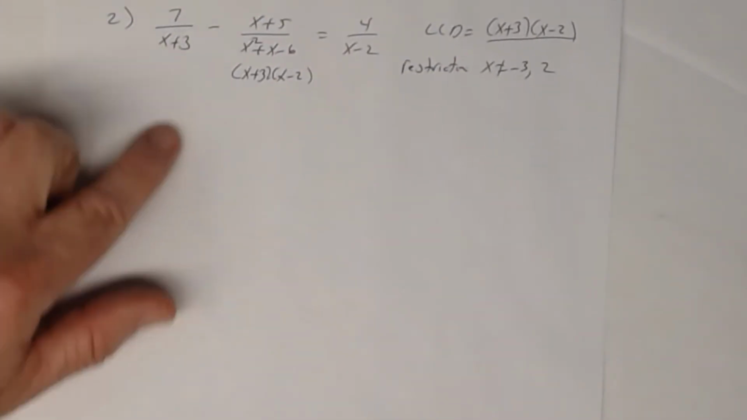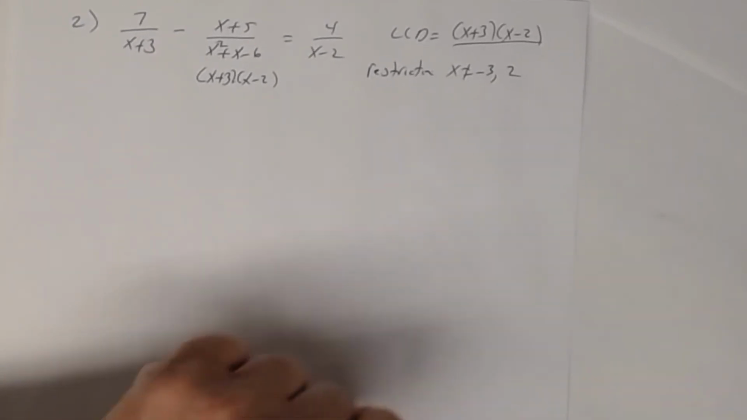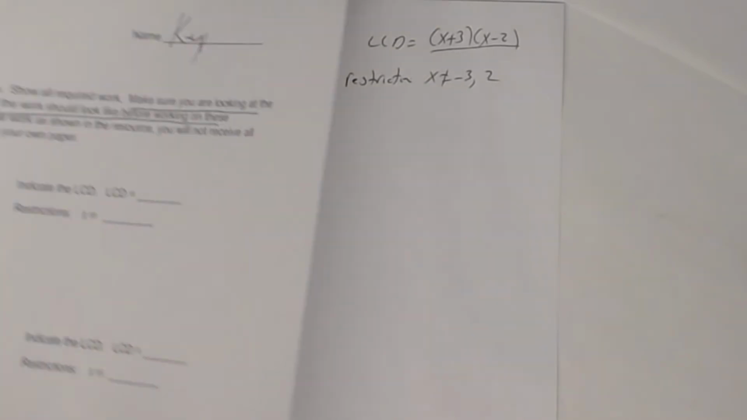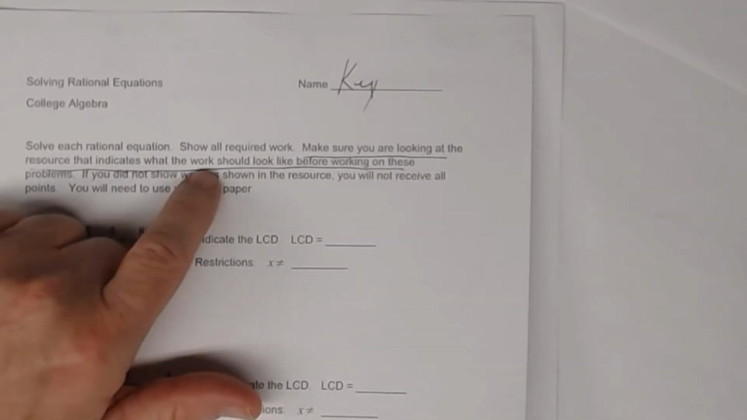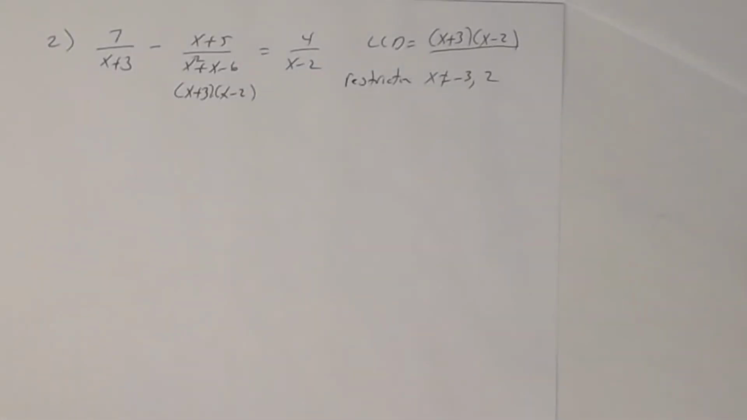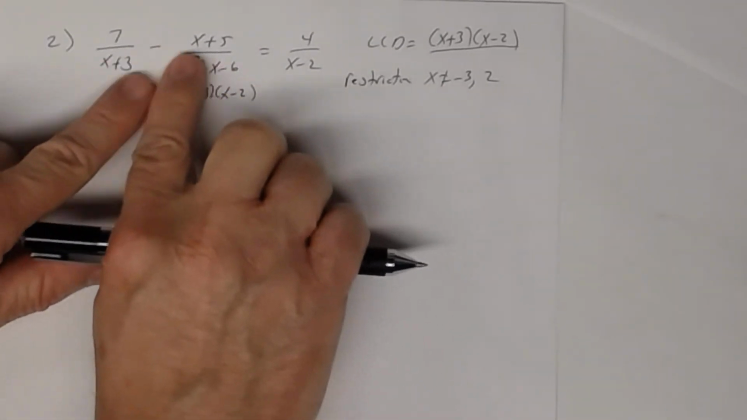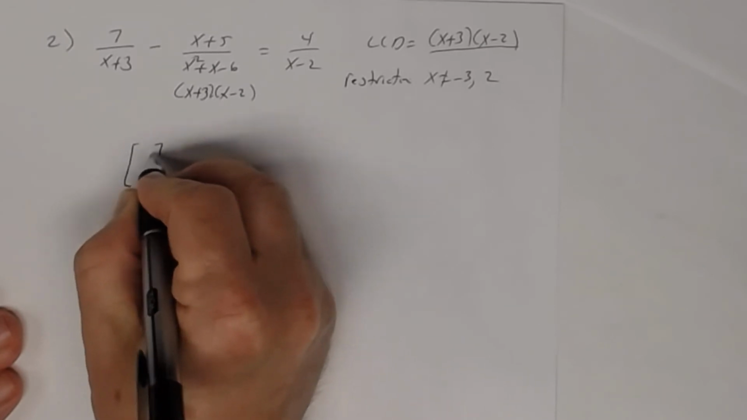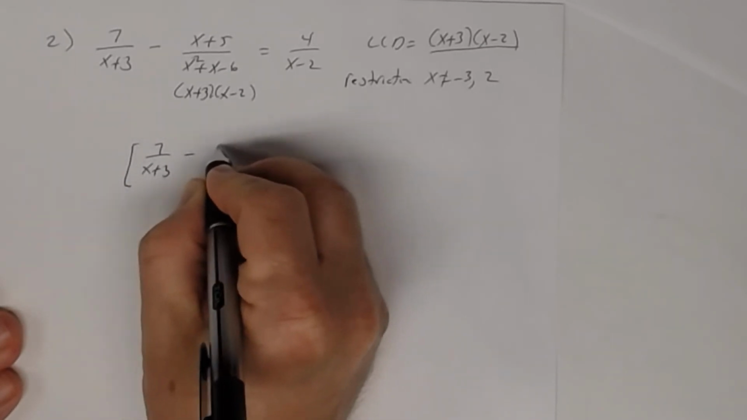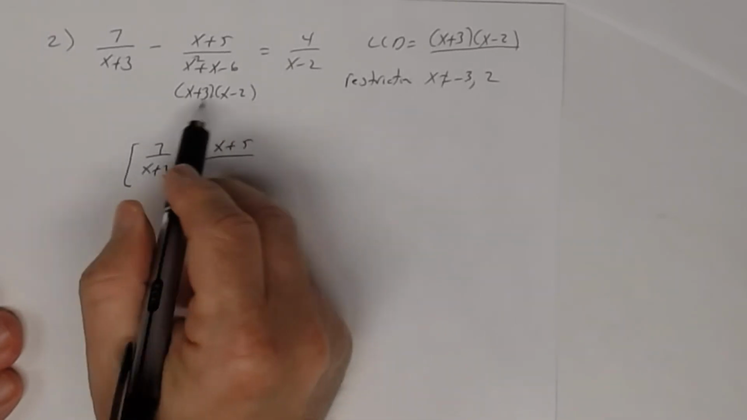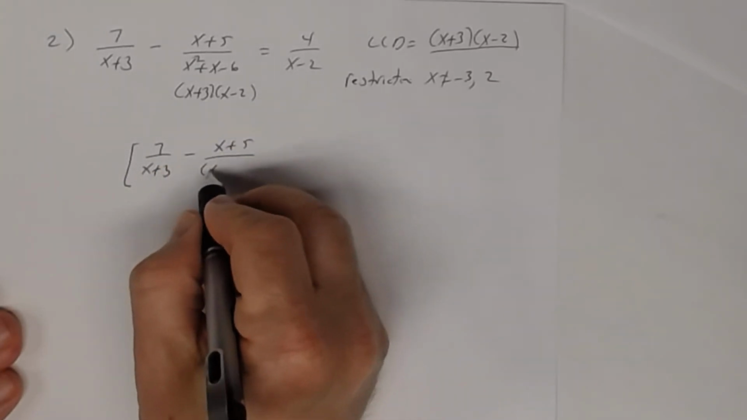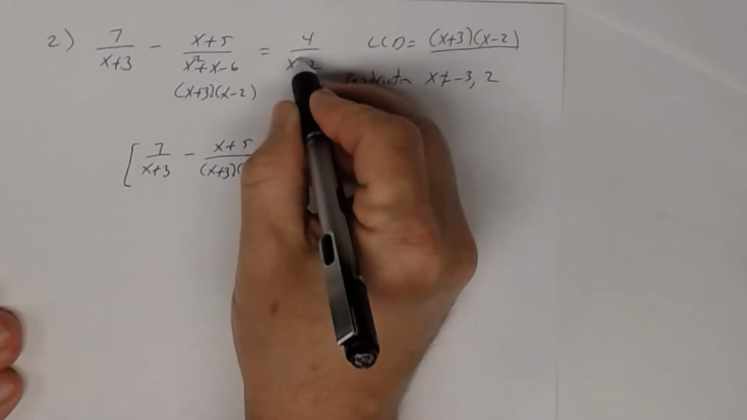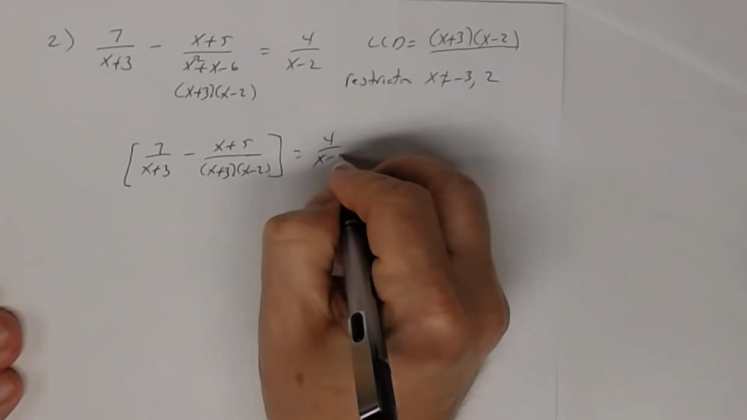So if I do all this work and I get the answer to be one of these, I'm going to say no solution. All right, so now we're going to do our work. Remember your work, the required work. And so I have two fractions on the left side, so I'm going to put that in brackets, just like this. So I get 7 divided by x plus 3 minus x plus 5 divided by, and remember, put it in factored form, it helps you, x plus 3 times x minus 2, equal, and then this fraction, 4 divided by x minus 2.